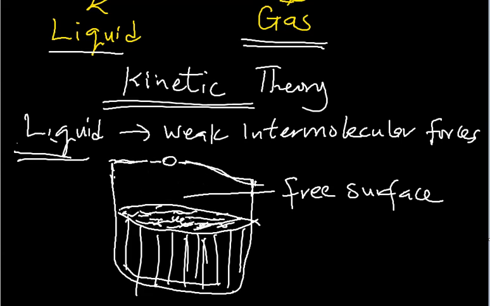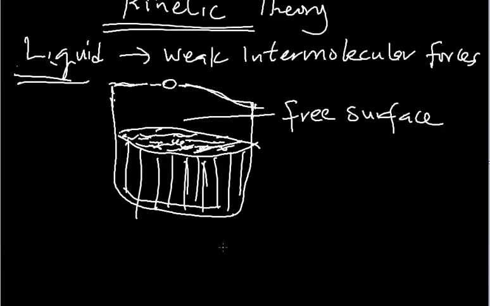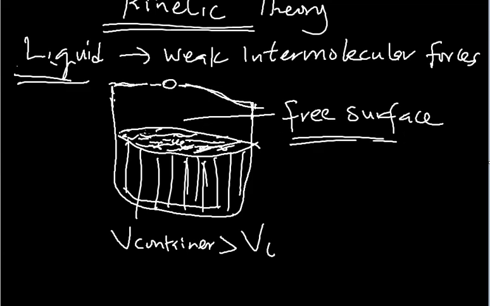Rather, when you pour them into a container, they will settle and only take the available space according to their volume. So in this case, we are looking at a situation where the volume of the container is greater than the volume of the liquid. So the liquid will settle and of course create a free surface. Now what's a free surface in a liquid? A free surface is the boundary between the liquid and the empty space. So this is called a free surface.